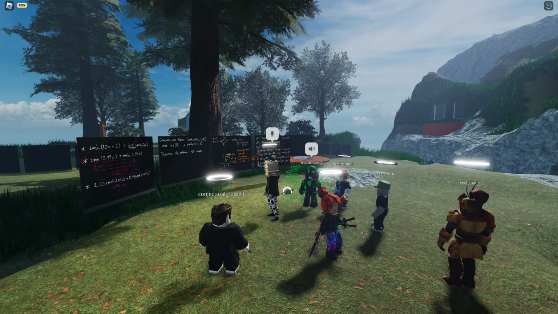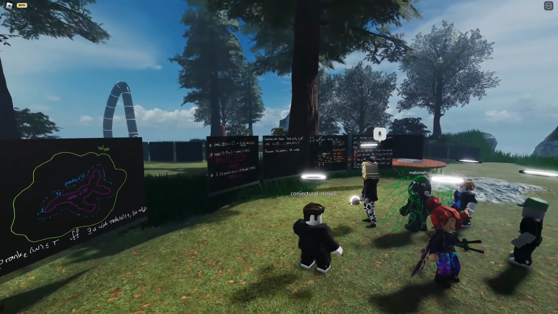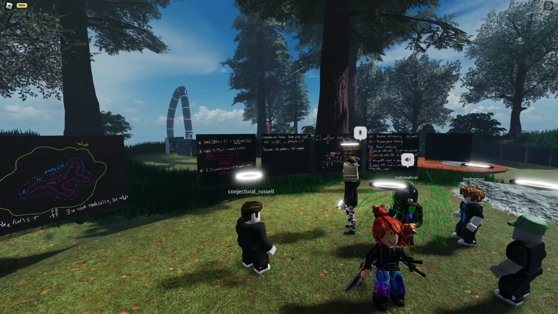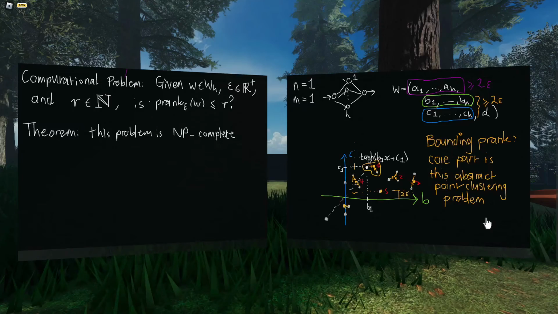I want to tell you now about, I'll return to this second board because it fits here. This PAR problem, this is the computational problem PAR. And the result is that this is NP complete. When you show that a problem is NP complete, it doesn't mean that all hope is lost. This is related to future work as well.